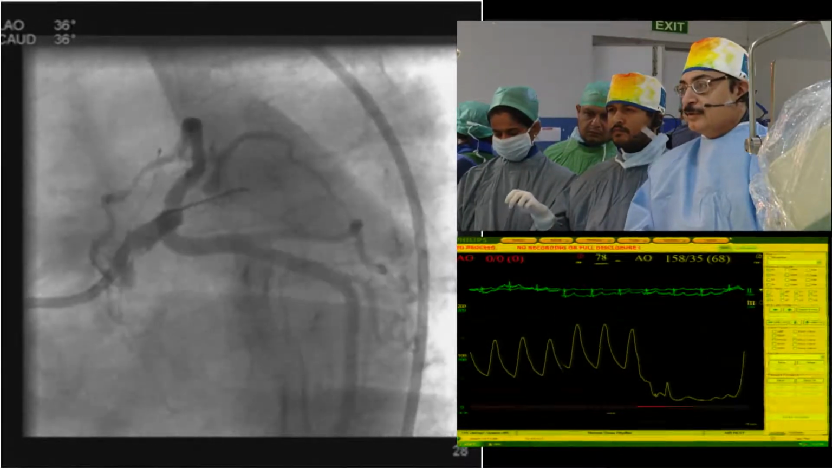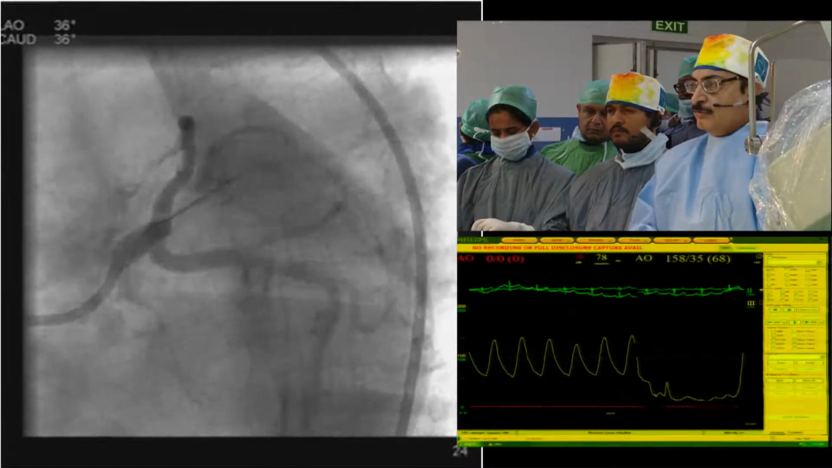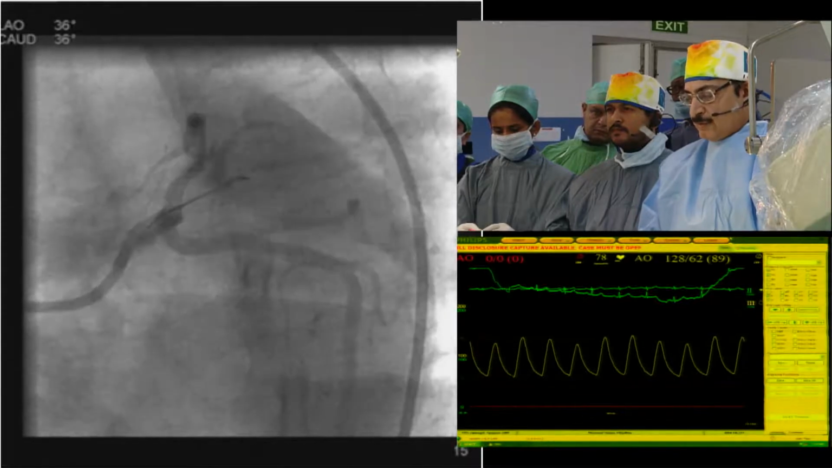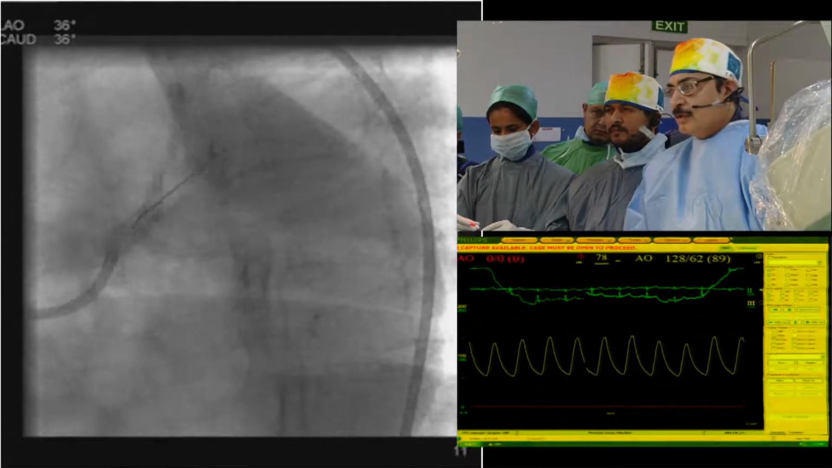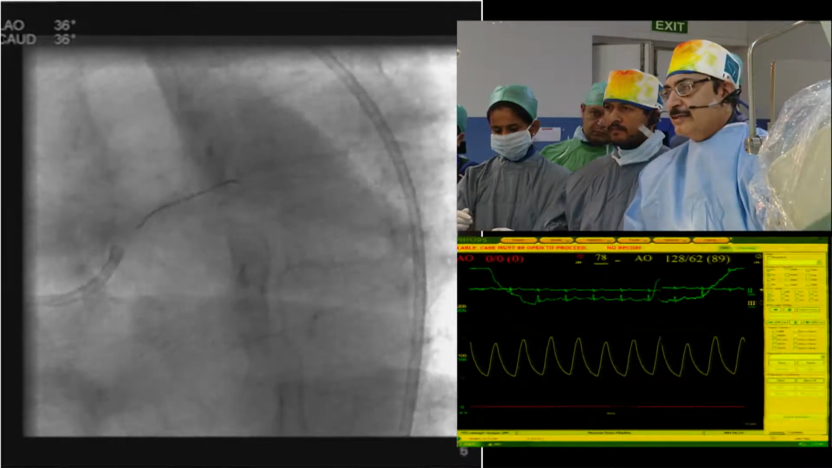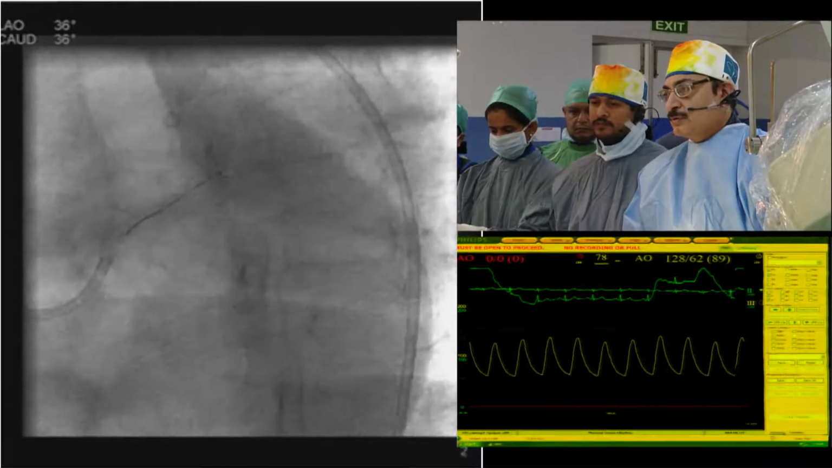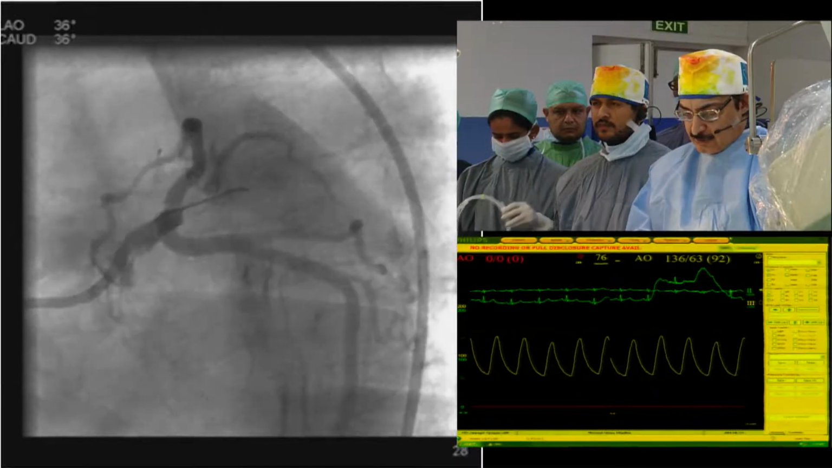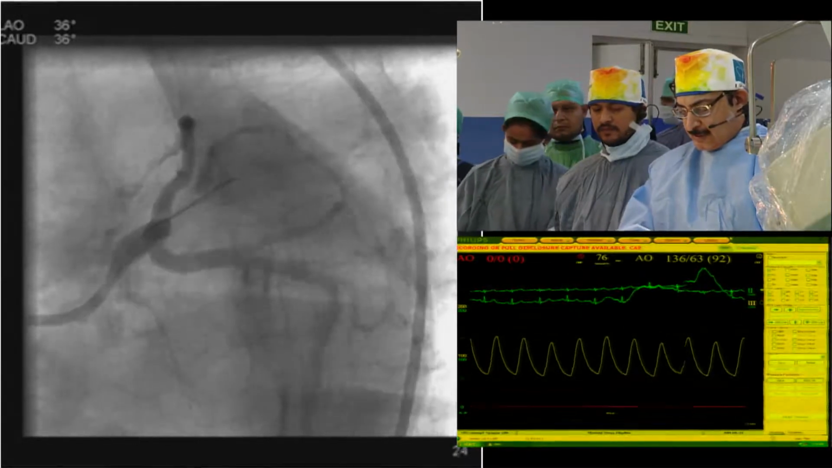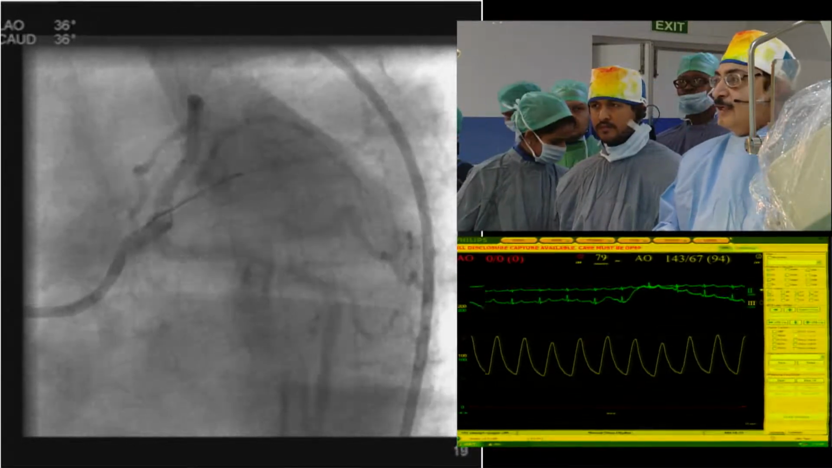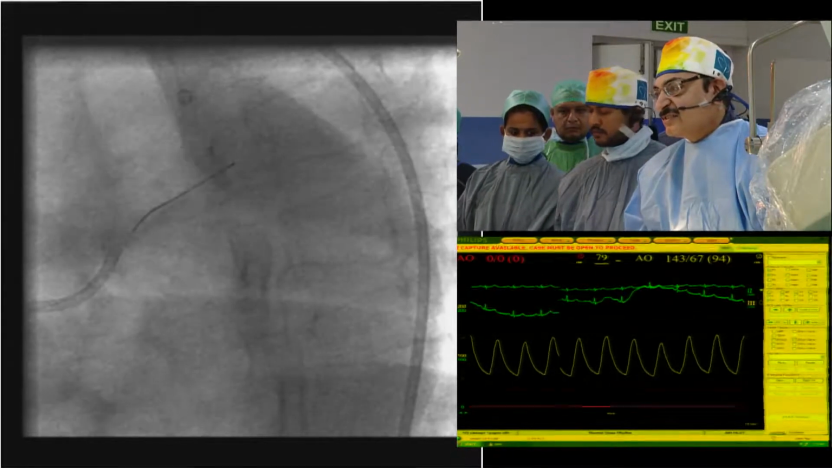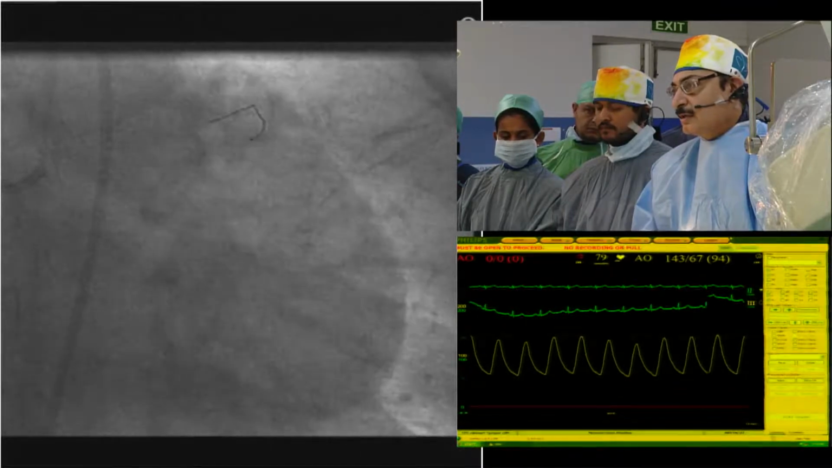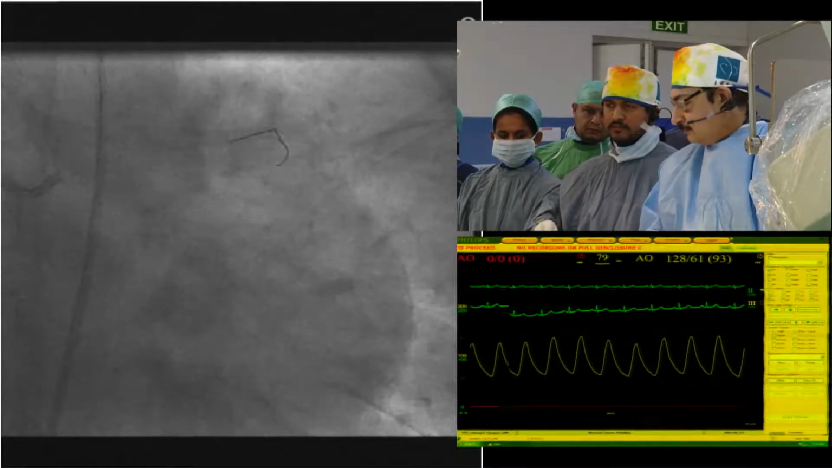In the LAD, we have put a wire in the main LAD, and we have taken a whisper wire with a curve which is almost more than 90 degrees, and we want to just see whether we can wire this diagonal and then go ahead with our procedure. So at this stage I would like to have your suggestions and go ahead with the case. So we are now going with the whisper wire. We have put it and are trying to go into that diagonal.